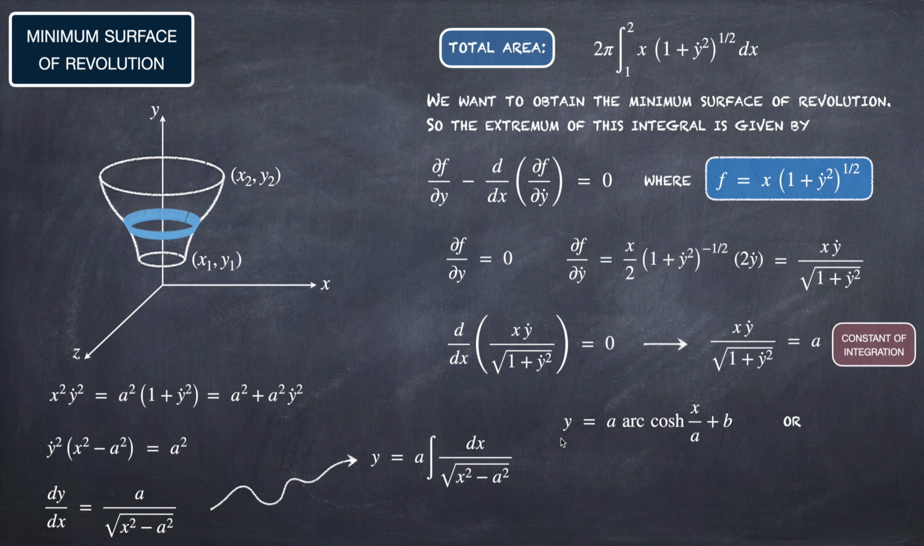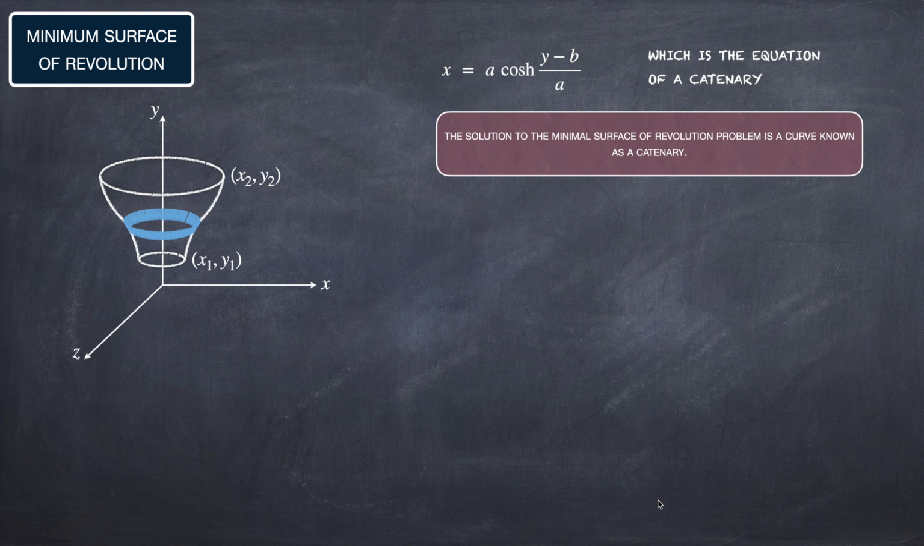Or we can rewrite this as x equals a hyperbolic cosine of y minus b over a. If you write b on the left-hand side, we will get y minus b over a, and then the hyperbolic cosine of that will be x over a. And then you can write a multiplying that hyperbolic cosine. And this is the equation of a catenary. So the solution to the minimal surface of revolution problem is a curve known as a catenary. We just solved the problem.